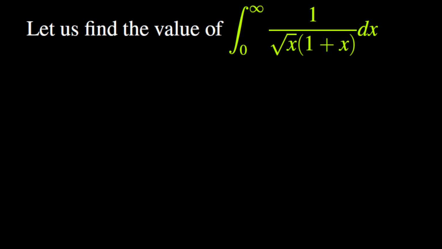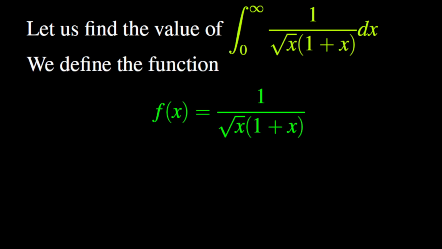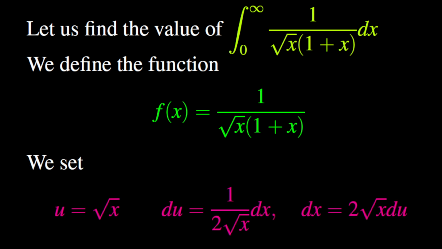Now let us compute the value of the integral from 0 to infinity of 1 over square root of x times 1 plus x dx. We define the function f of x as 1 over square root of x times 1 plus x. Our goal is first to find an antiderivative of f of x. In order to integrate this function, we need to find the proper method. Given the shape of this function, the only viable method that we can use is the u substitution method. We set u equal to square root of x, thus du is 1 over 2 times square root of x dx, moreover, dx is equal to 2 square root of x du.